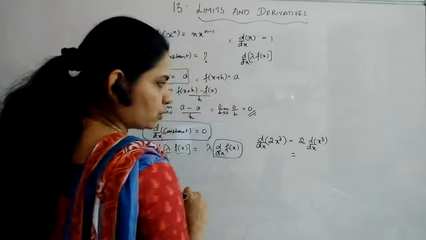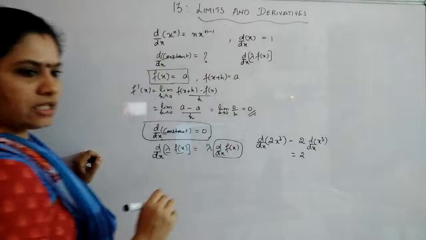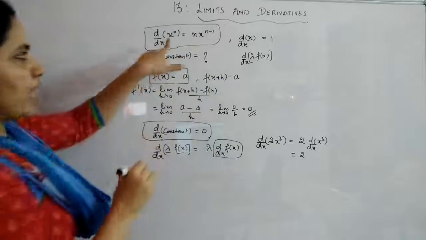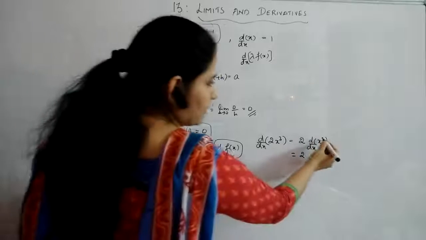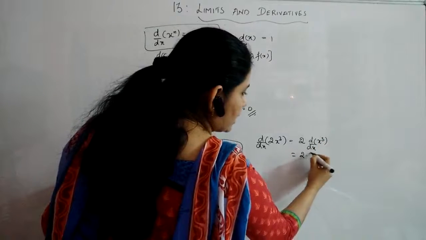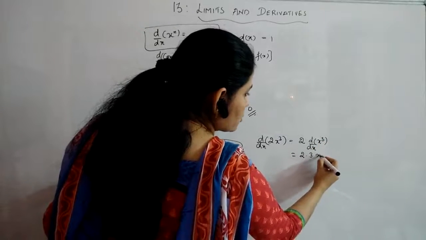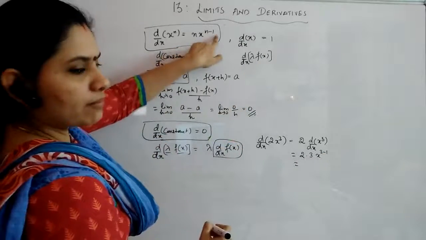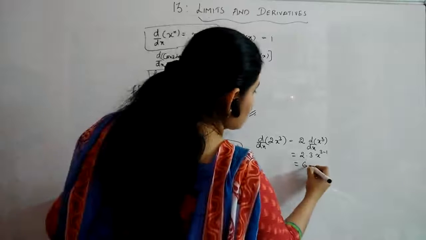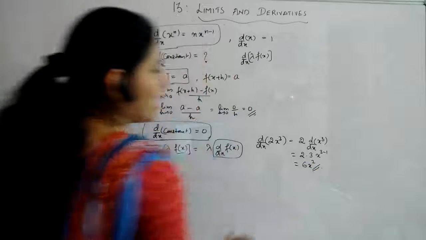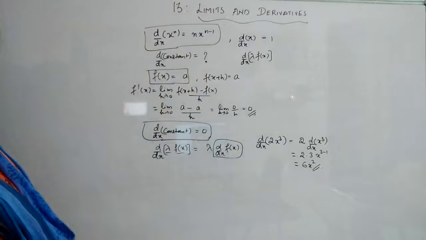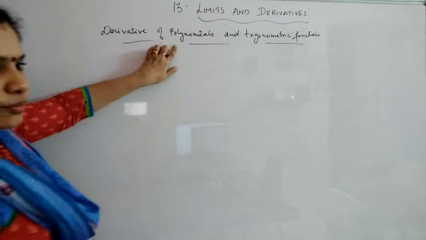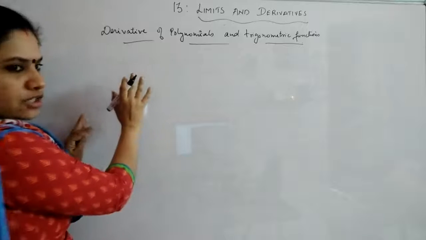so that I will get 2 into, what was the definition of derivative of x raised to n? That we will apply here. So instead of n you have 3, so you will get 2 into 3 into x raised to 3 minus 1. N into x raised to n minus 1. So here you will get 6x square as the derivative of 2x cube. Clear? So in derivative of polynomials, first we are starting with that it is actually given as a theorem.